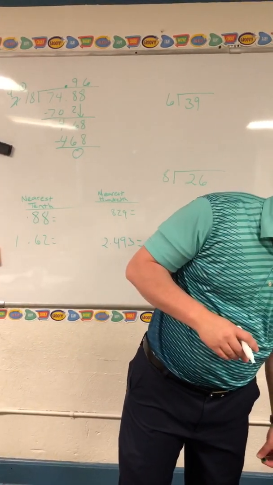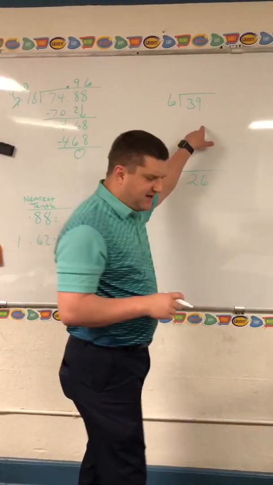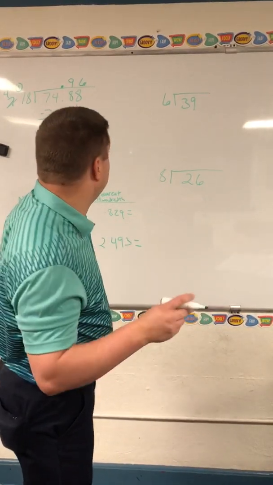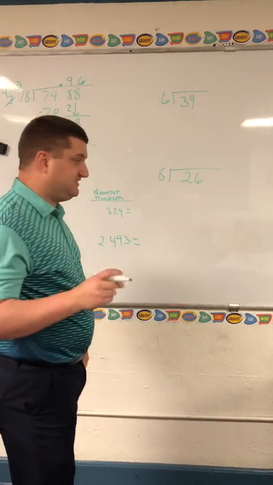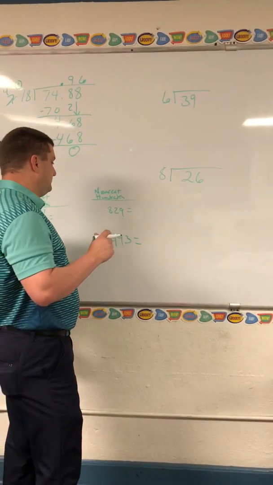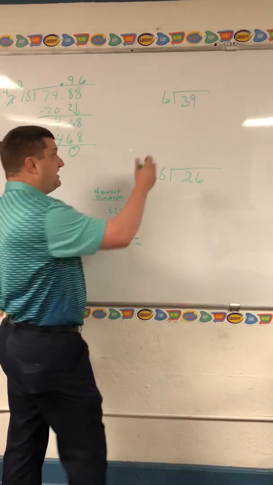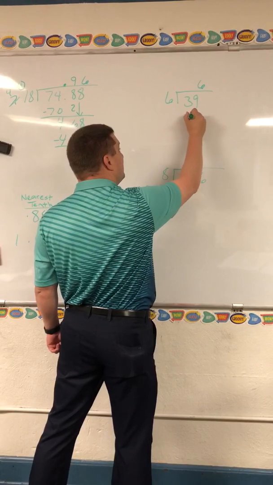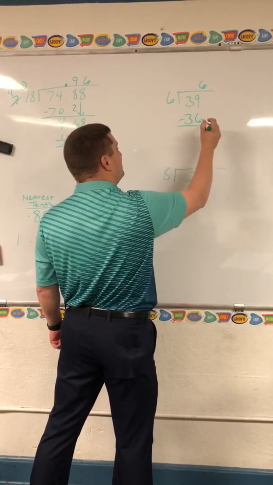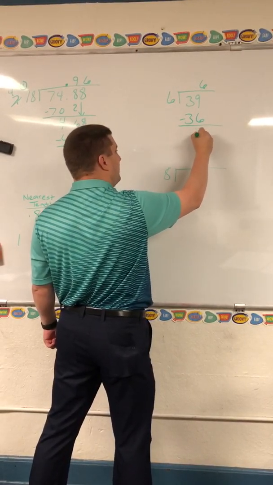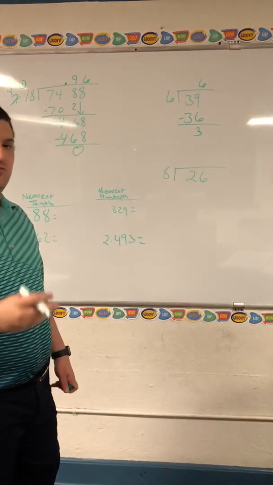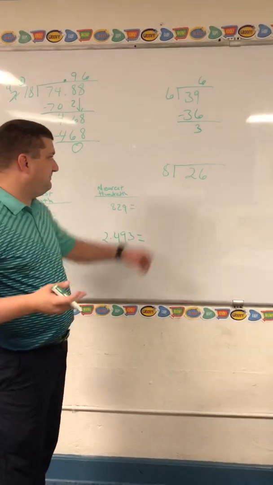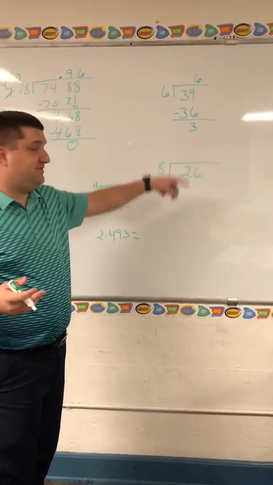Okay? I have 6 into 39. This is letter C on number 1 on day 2's assignment. Okay? 6 goes into 39 6 times. 6 times 6 is 36. 9 minus 6 equals 3. Okay? According to the directions, we have to keep dividing until it comes out even. Okay? So we can't just say 6 remainder of 3.